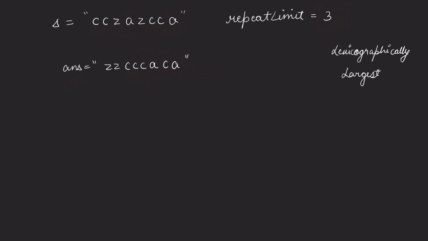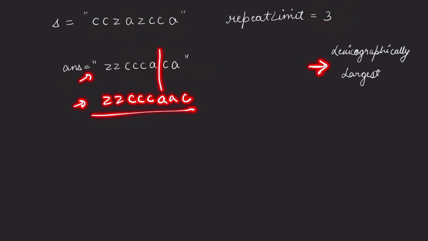Now, why didn't we consider both occurrences of A here itself? Basically, Z, Z, C, C, C, A, A, C. This would also have been valid, right? But no, think about this. We need to return the lexicographically largest string. In these 2 strings, if you see, till here they are the same. But after that, this one is having C and this one is having A. So this is lexicographically larger as compared to this string.